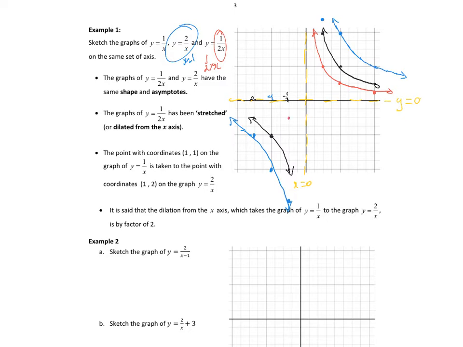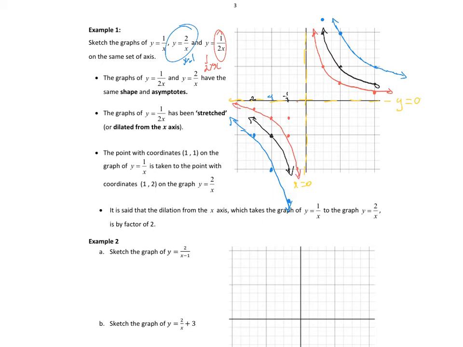At a half, negative a half, it's going to be -1. At -1, it's going to be negative a half. At -2, it's going to be negative a quarter. And at negative a quarter, it's going to be up here at -2. So ignore that other dot, and it looks something like that.